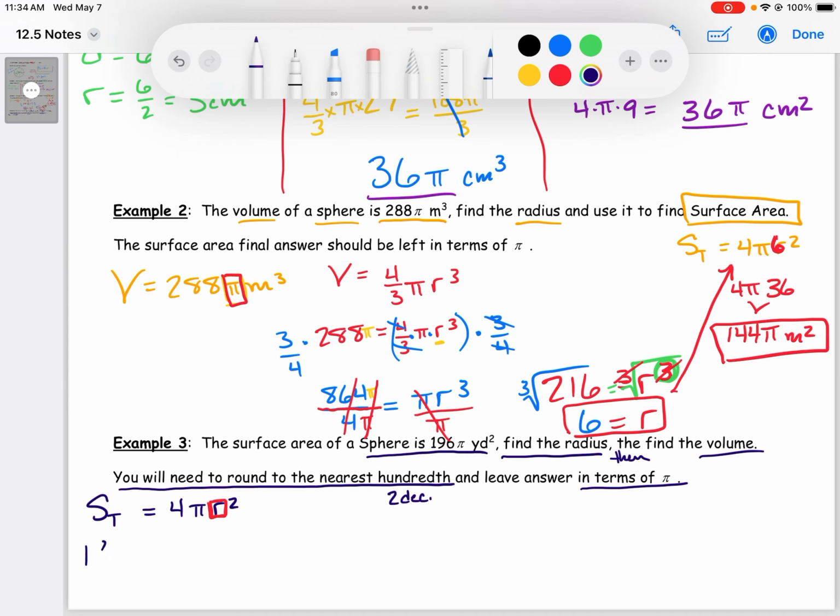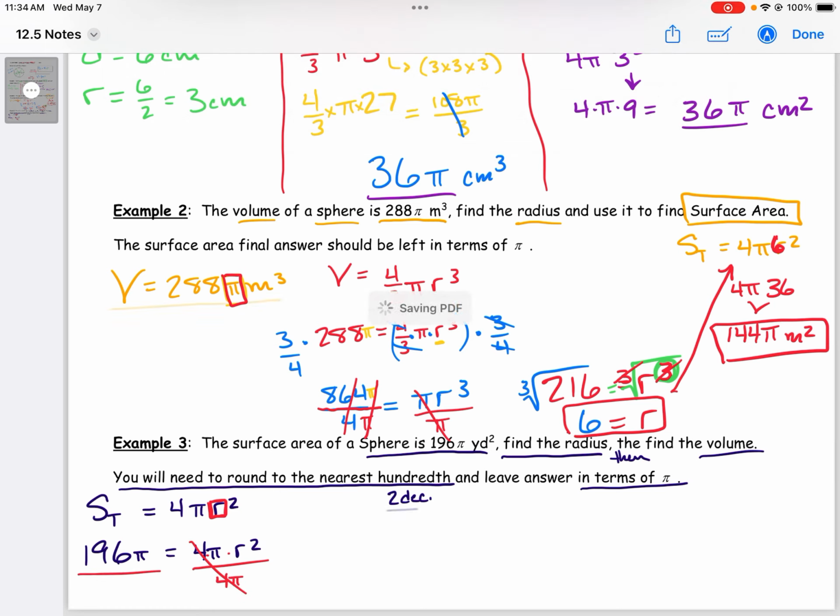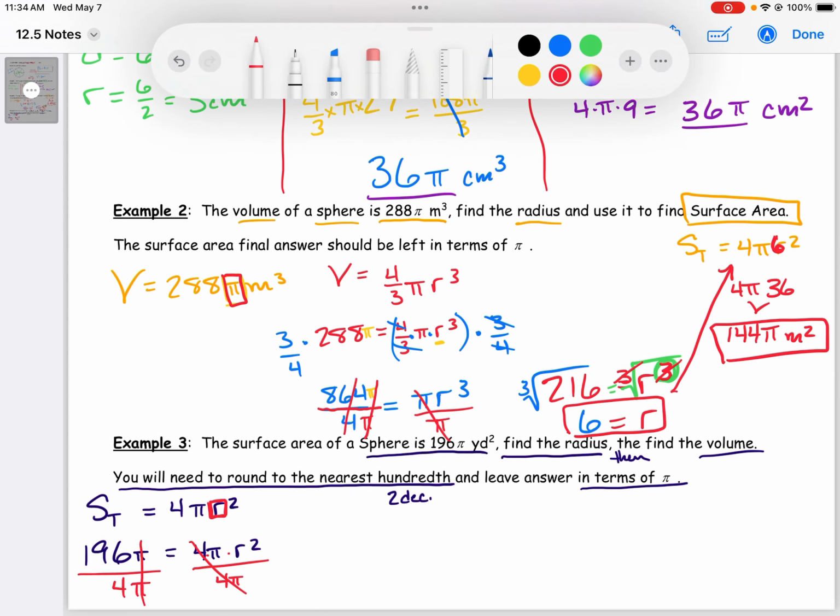I'm trying to isolate this r, and I'm going to plug in everything I know. So I know that the surface area is 196 pi. I'm not going to forget it this time. And then over here I have 4 pi r squared. So I need to get rid of first the 4 pi. Since they're being multiplied, I'm just going to divide by 4 pi, and that will cancel out. And I'm going to divide the left side by 4 pi, and the pi's will cancel out. 196 divided by 4 is 49. So I have 49 equals r squared.